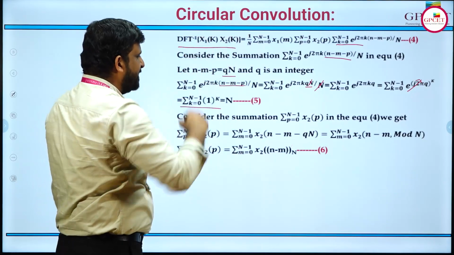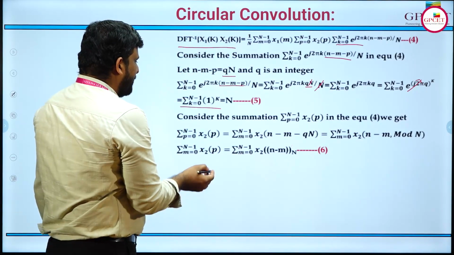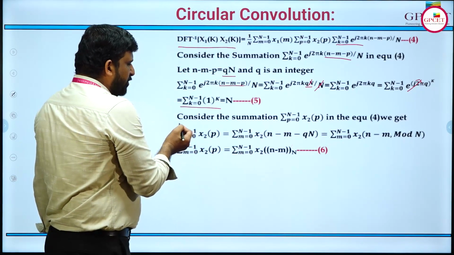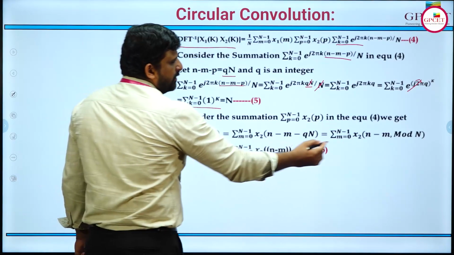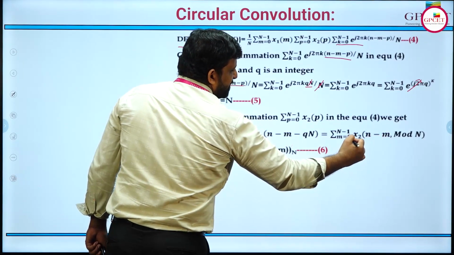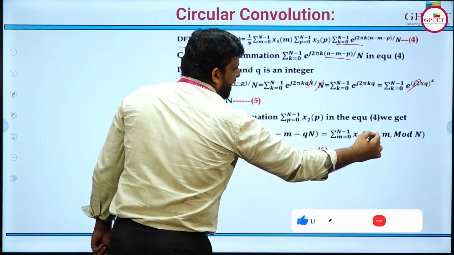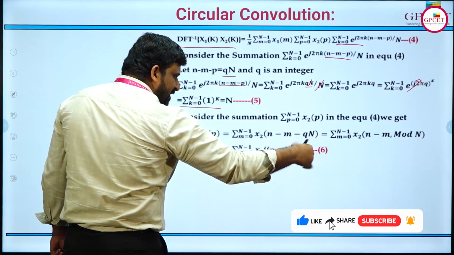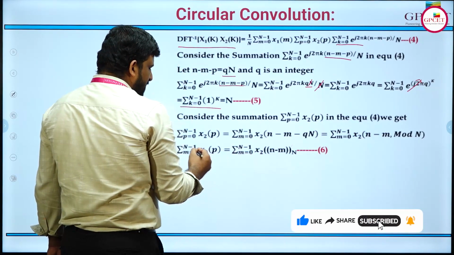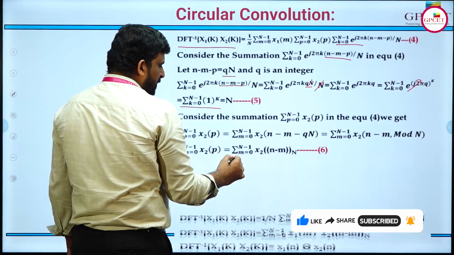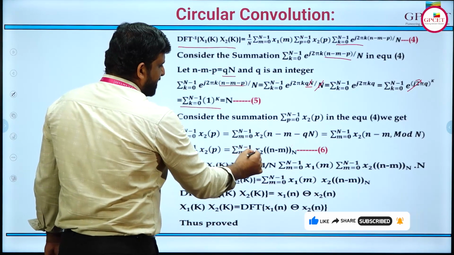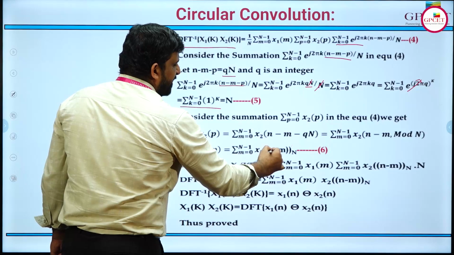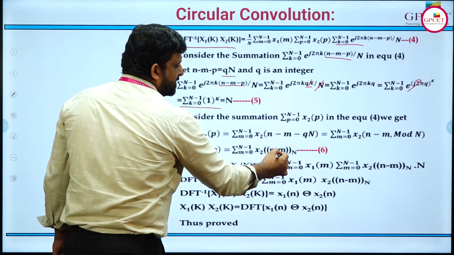So this I am replacing in that summation part, and finally what am I going to get? Summation p equal to 0 to N minus 1 x2 of p is equal to mod, that is summation m equal to 0 to N minus 1 x2 of N minus m. So this is circularly shifted. Circularly shifted x2 of p is equal to summation m equal to 0 to N minus 1 x2 circularly shifted how many units? N minus m units. Fine.